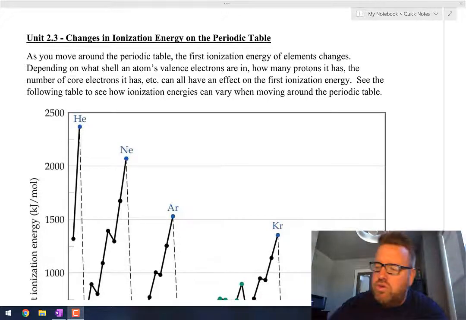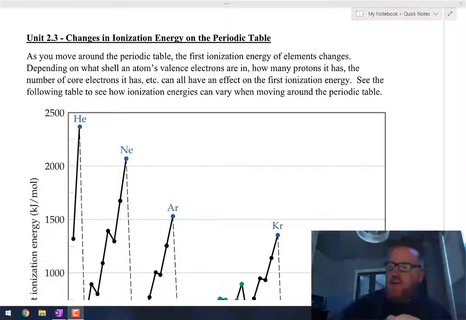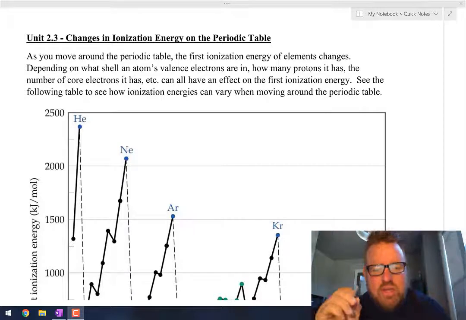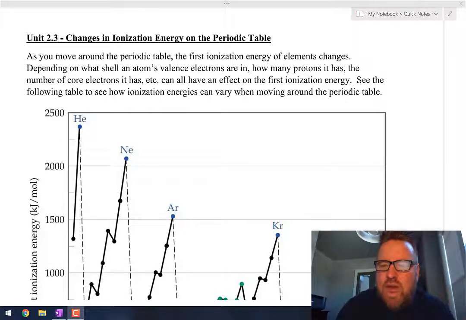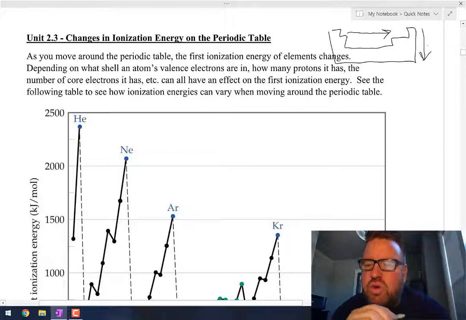Okay, now what we're going to do is talk about our good friend, the periodic table, and how the ionization energy of an element changes as you move around the periodic table. So we're going to talk about two different patterns today. Let's say we've got our periodic table here. One pattern is when you go across the periodic table, and the other pattern is what happens to ionization energy as you go down the periodic table.